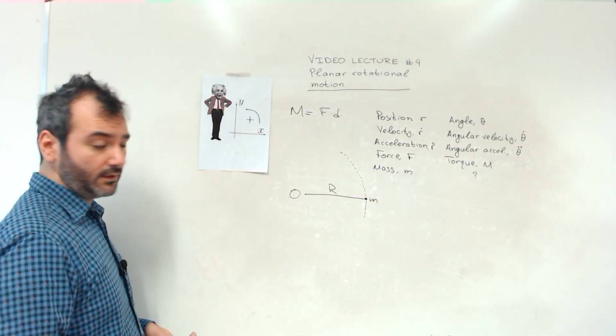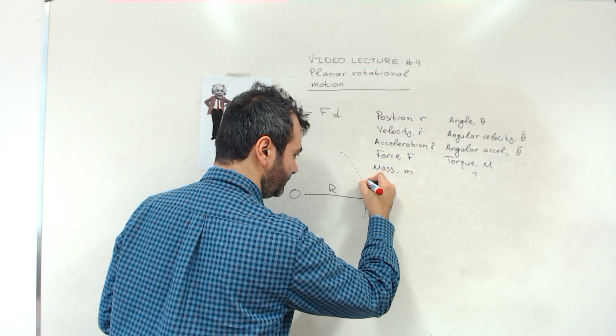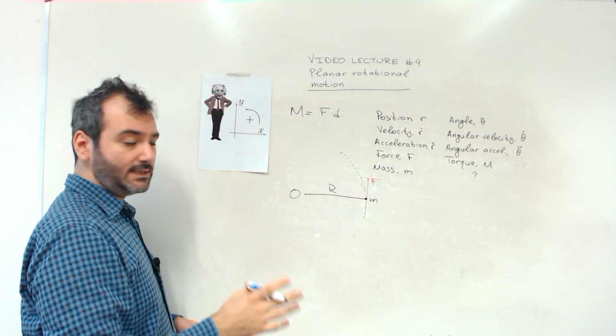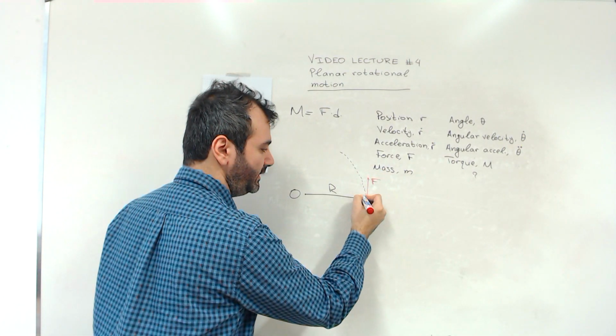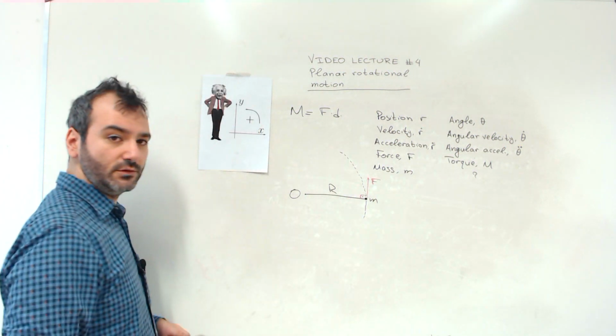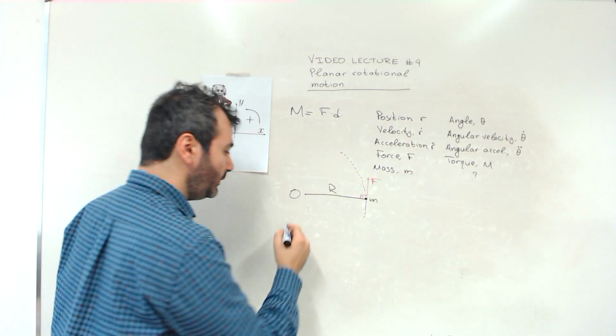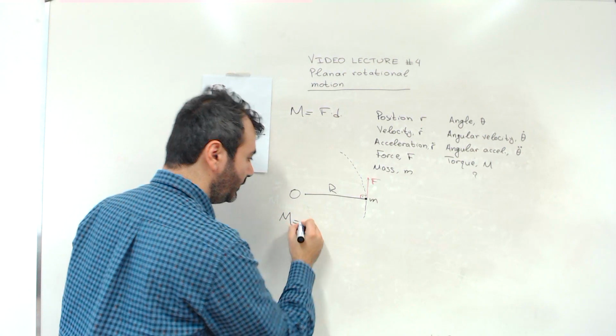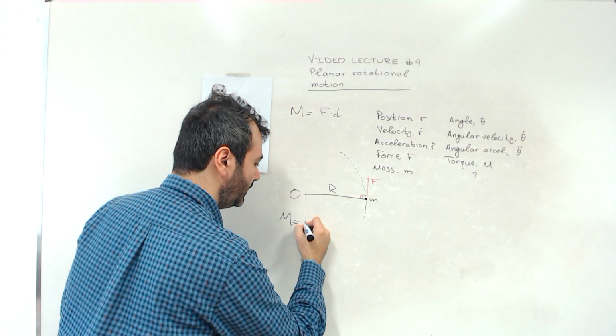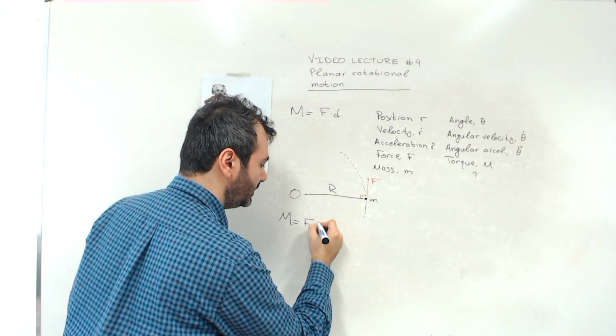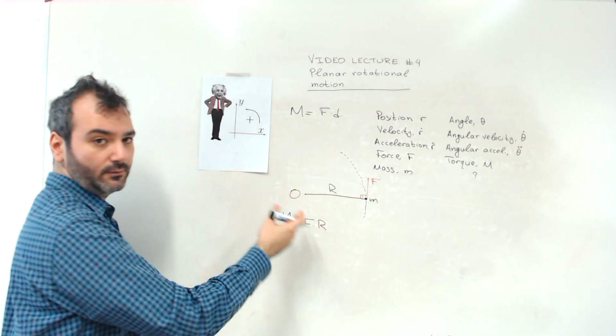Apply a force to the object, a force F. And simply, as it rotates, keep this force perpendicular to the radius. Then you will be applying a torque M, which is simply equal to the force F times the distance R, which is the radius.